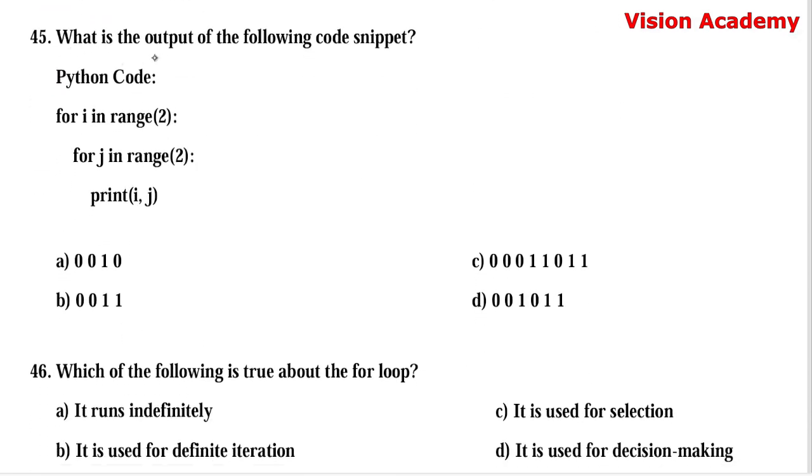Question number 45. What is the output of the following code snippet? Python code: for I in range 2, for j in range 2, print I, j. So here, whenever we use the nested for loop, first inner for loop will get executed, then outer for loop will get executed. So for the first time, I value is 0 and j value is also 0. So it is going to print both values of I and j, which is 0 and 0.